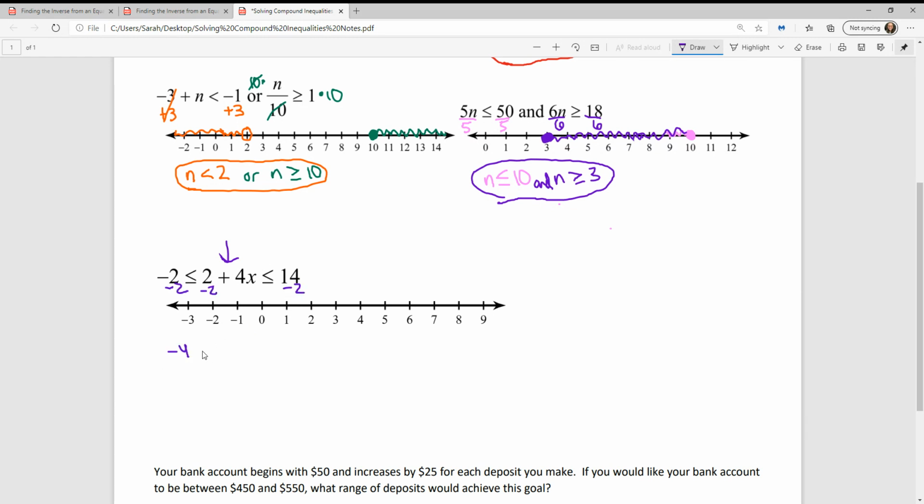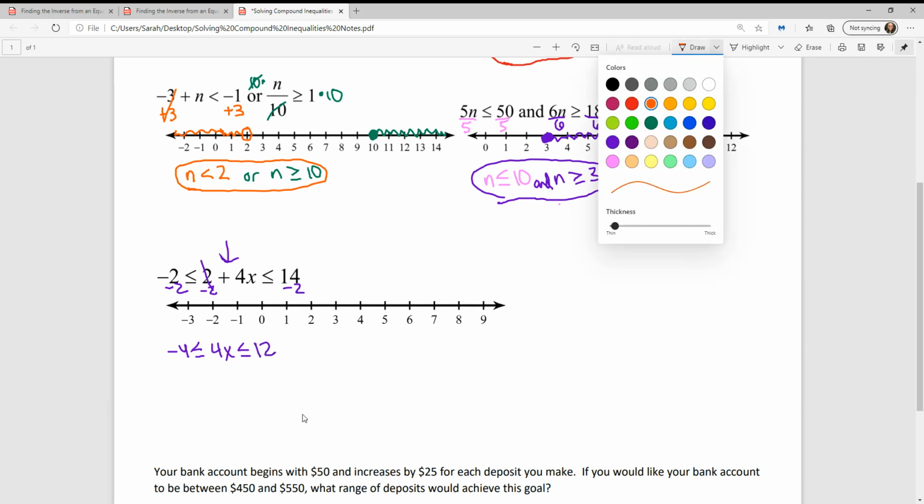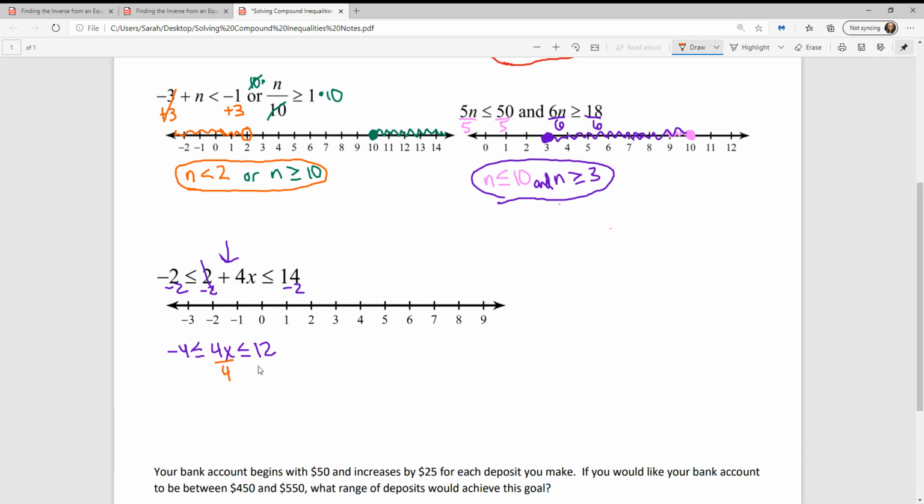So I get -4, inequality stays the same, 4x stays the same, inequality stays the same, 14 minus 2 is 12. And then last but not least, I need to divide everything by the number in front of x, which is 4. -4 divided by 4 is -1. 4x divided by 4 is x. 12 divided by 4 is 3.